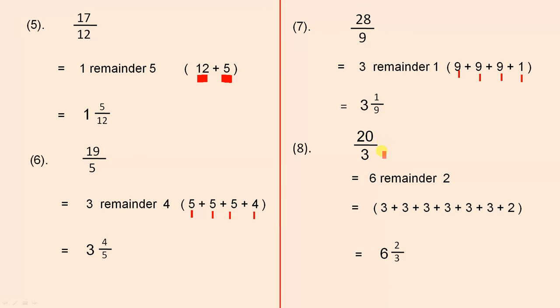And finally, 20 over 3. 3 divides into 20 6 times with a remainder of 2. 1, 2, 3, 4, 5, 6 with a remainder of 2. Add those up to give you 20. So the answer is 6 2/3. So we've just seen how to change improper fractions to mixed numbers. And if you know your tables, as always, this exercise is very easy.